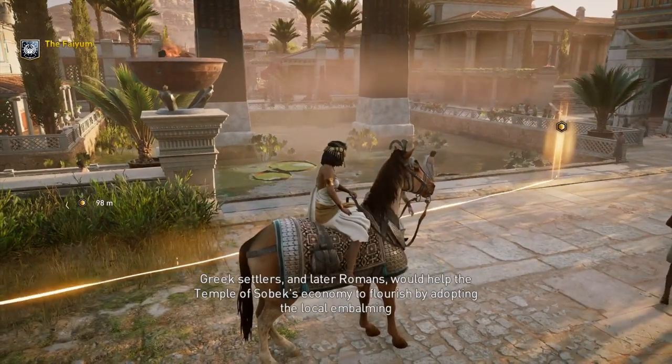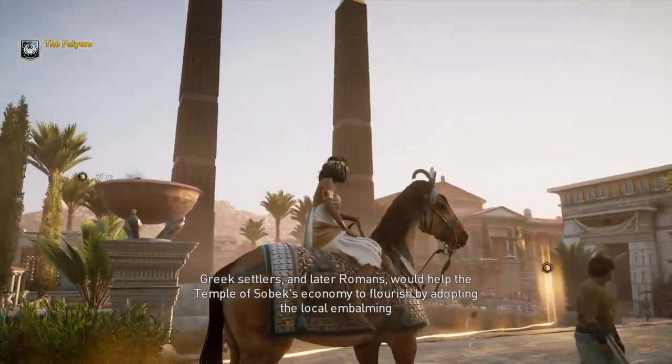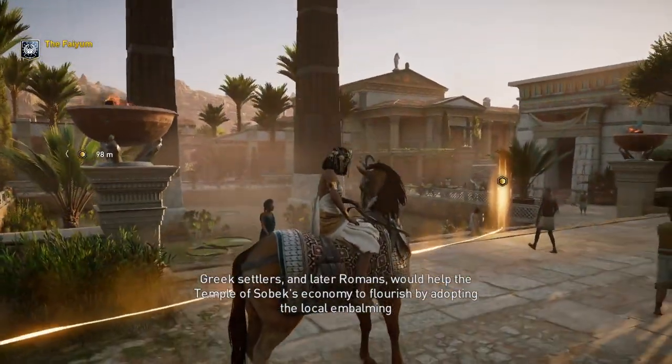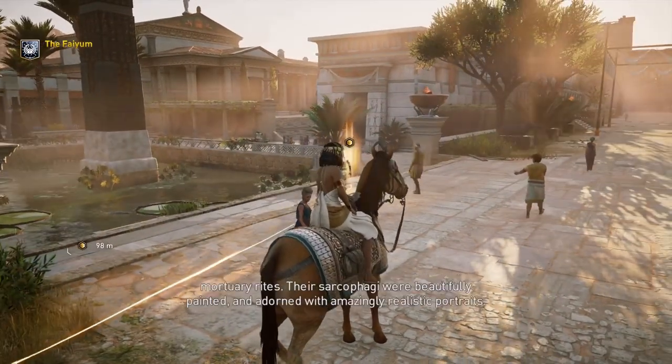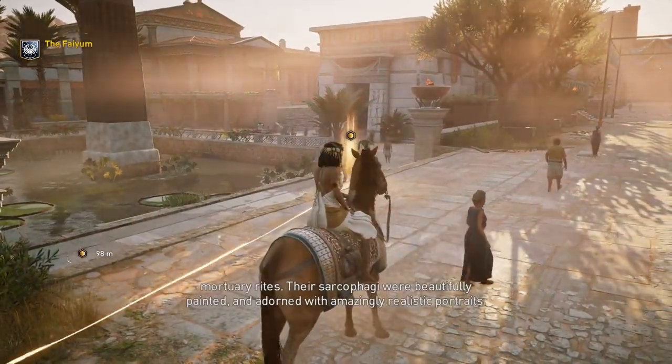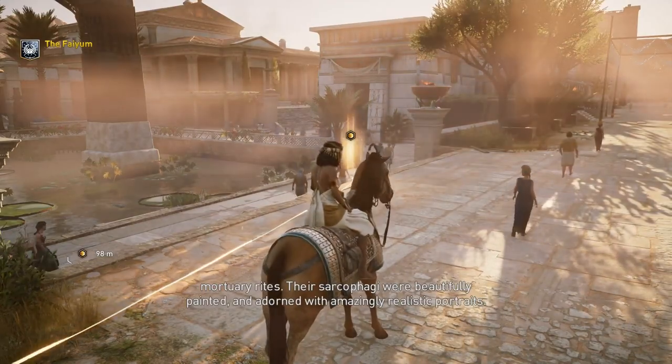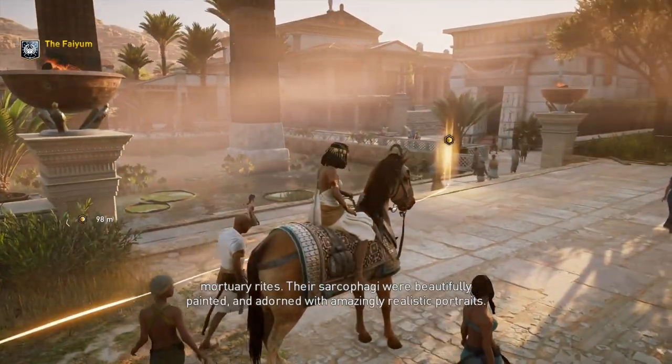Greek settlers, and later Romans, would help the Temple of Sobek's economy to flourish by adopting the local embalming mortuary rites. Their sarcophagi were beautifully painted and adorned with amazingly realistic portraits.